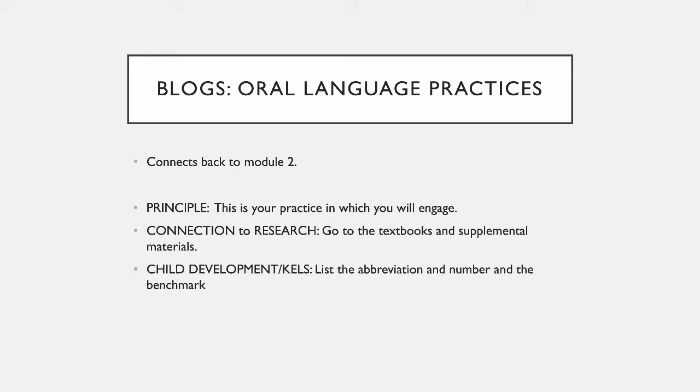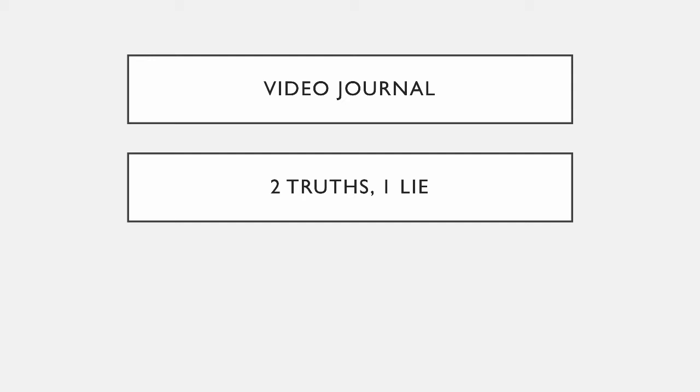That easy. It's a blog. I think you have to give me 5. The directions are in the module. Do that ASAP. You can do that easily. Next, two assignments: the video journal and the two truths, one lie.